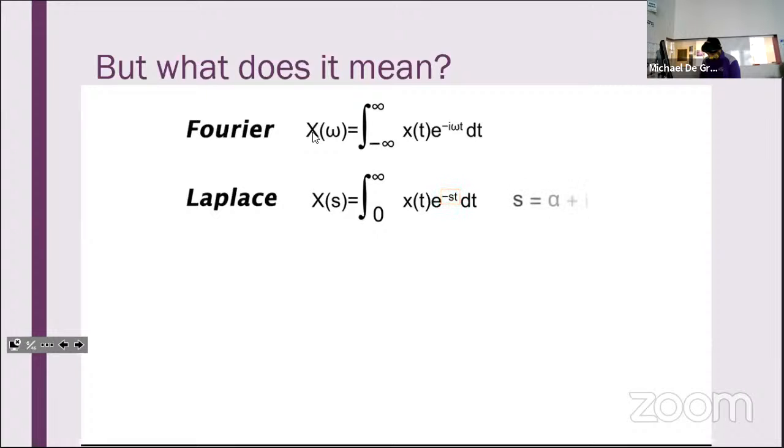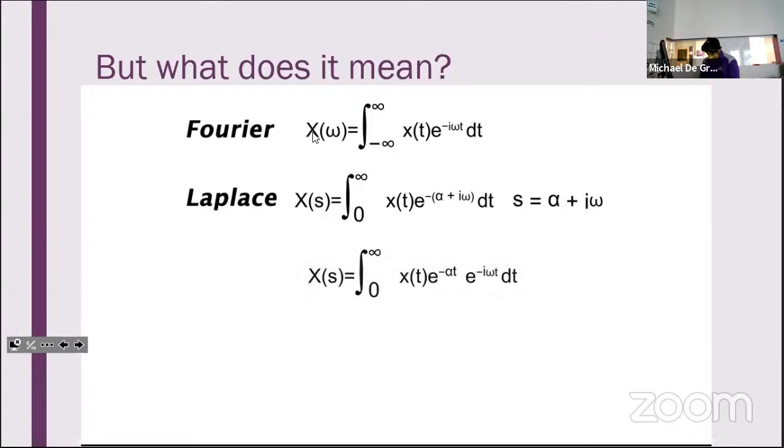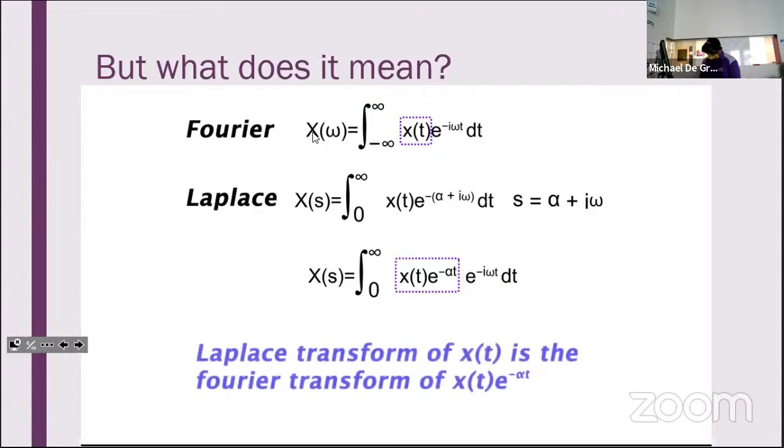But s is really alpha plus i omega, which I'll substitute in, because now we can separate that exponent into two terms. Now look at this. The Fourier transform of something is found by multiplying that function by e to the minus i omega t and integrating. Well, in the Laplace transform, we have the integral of something times e to the minus i omega t. Meaning the Laplace transform of some function is just the Fourier transform of that function times an exponential term. Doing this for all values of alpha, all real numbers, gives you the entire Laplace transform.